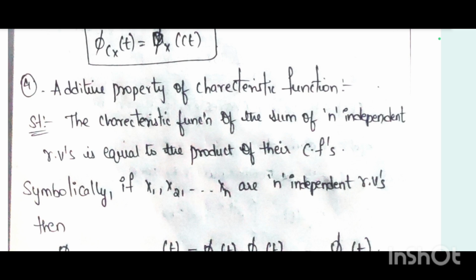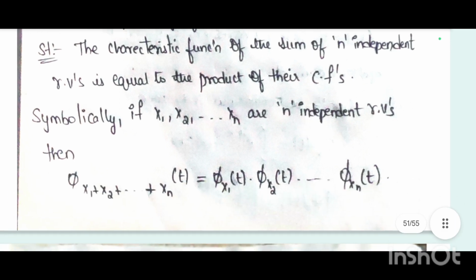Additive property of the characteristic function is given by: the characteristic function of the sum of n independent random variables is equal to the product of their CFs. Symbolically we can represent it: if x1, x2, x3 and so on up to xn are n independent random variables, then phi of x1 plus x2 plus x3 and so on is equal to phi x1 of t into phi x2 of t into and so on phi xn of t.